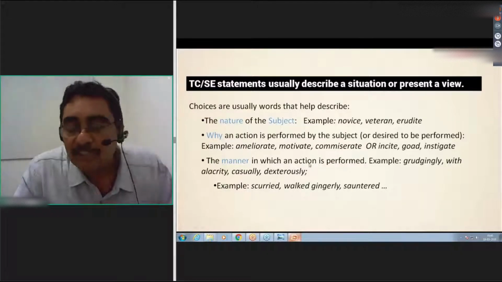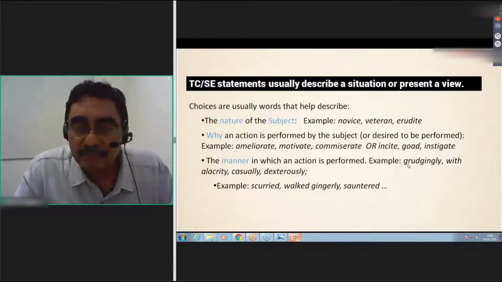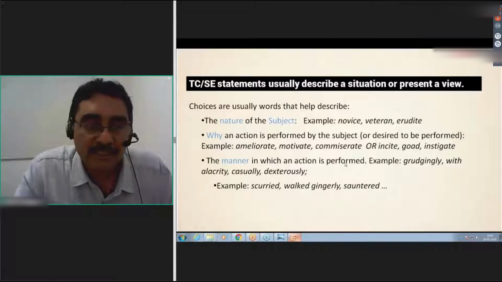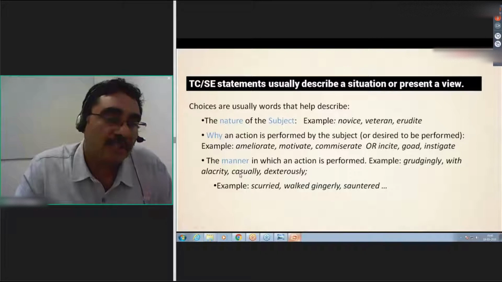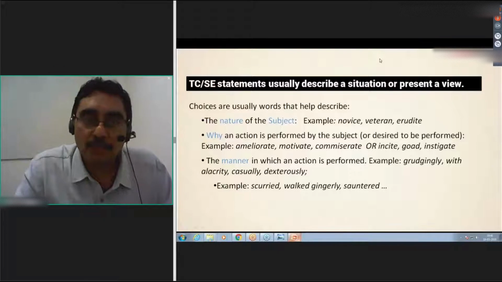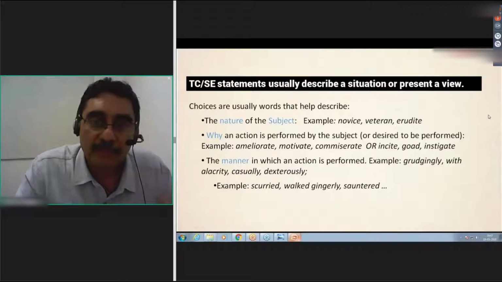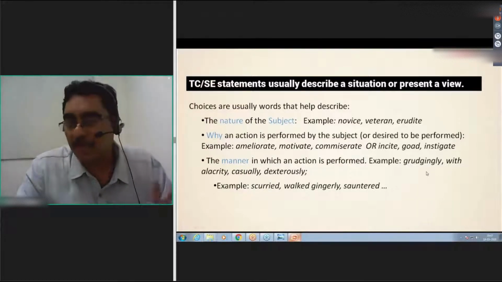Fine. And finally, words which tell you the manner in which an action is performed. Is the act being performed grudgingly, without interest, or is it being done with alacrity, with enthusiasm and with energy, or is the work being done casually, without bothering about the reasons, or is it being done dexterously with a lot of skill? Is this fine? So learn words which tell you more about a subject, about different types of action, and words which tell you the motive of that action. Is this fine? At a broad level.